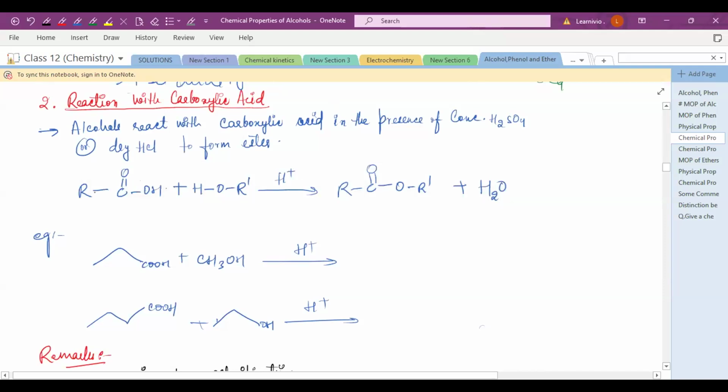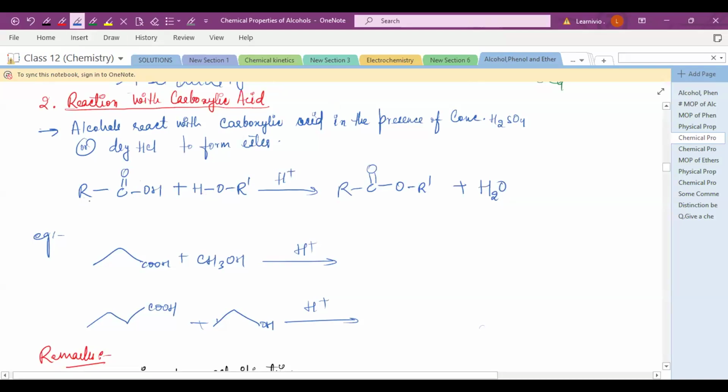You see the general reaction. RCOOH, this is a carboxylic acid, right? When you react the carboxylic acid with the alcohol, this is your R-OH and this is RCOOH. And when you are using this reagent, concentrated H2SO4, which is a dehydrating agent, what are you supposed to do in this reaction? Just remove the water.